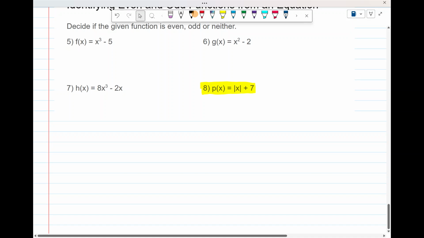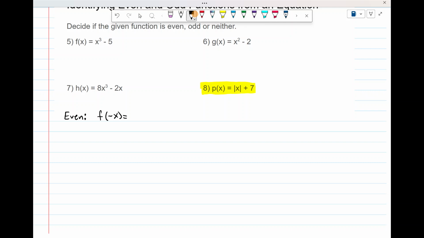All right, so just to remind you, how do we know if something is even or odd? If it's even, we will know this is true if f of negative x is equal to f of x, and it will be odd if f of opposite x is equal to negative or opposite f of x. All right, so let's look at p.